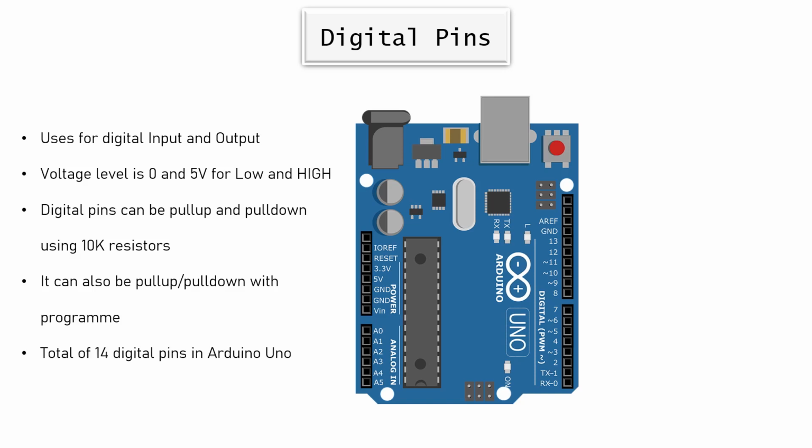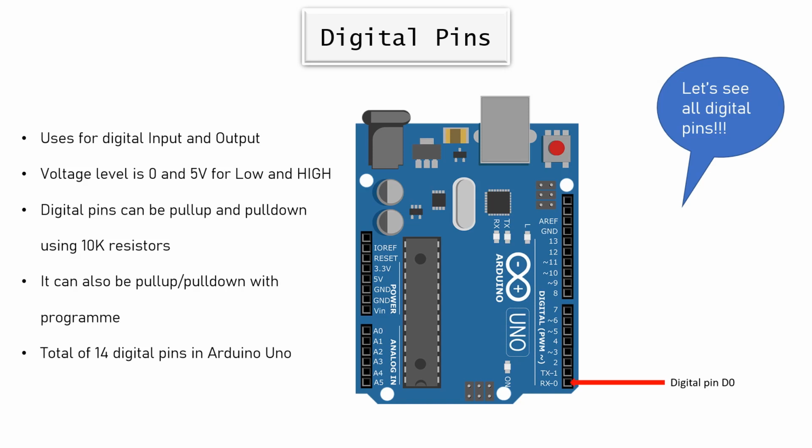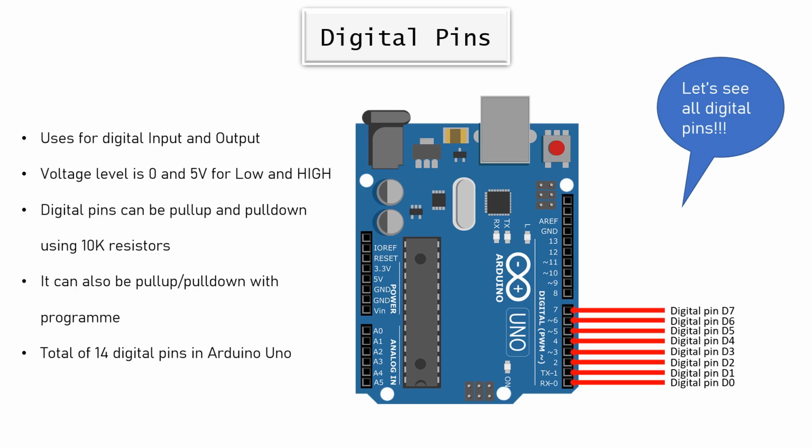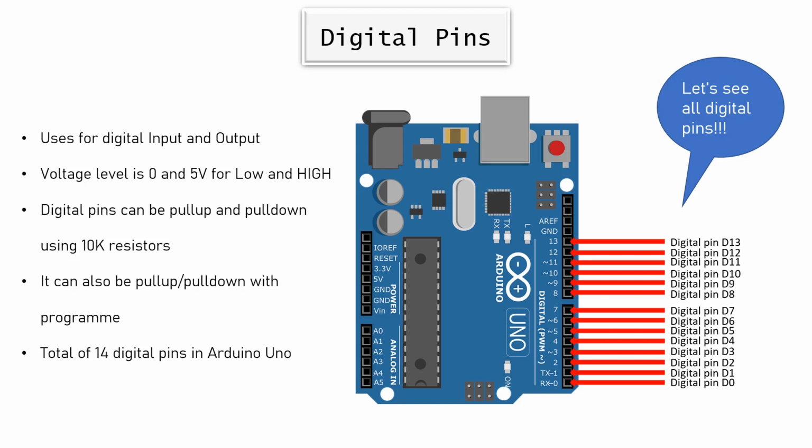Total of 14 digital pins in Arduino UNO. Let's see all digital pins one by one. First, digital pin D0, digital pin D1, digital pin D2, digital pin D3, digital pin D4, digital pin D5, digital pin D6, digital pin D7, digital pin D8, digital pin D9, digital pin D10, digital pin D11, digital pin D12 and digital pin D13.